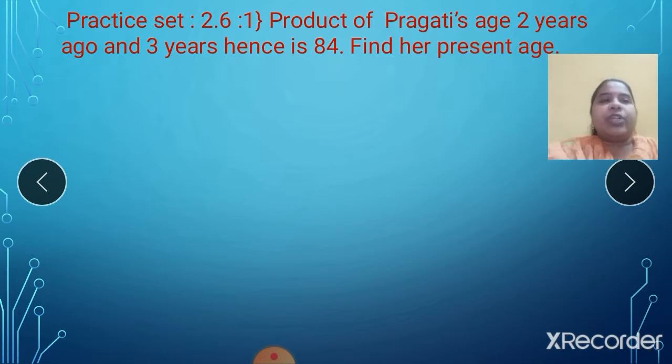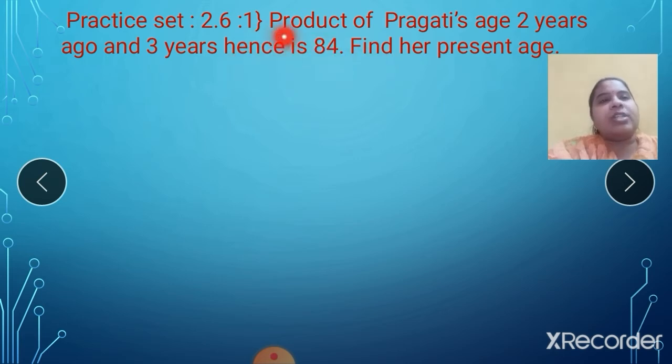Now there are two things to understand in this. First is ago and hence. I hope you know ago means you have to subtract, you have to go behind, correct? So if today she is x years, 2 years ago she was x minus 2. Today you are 15 years, 2 years ago you were 15 minus 2, yes or no? Same way, if she is x today, 2 years ago she will be x minus 2.